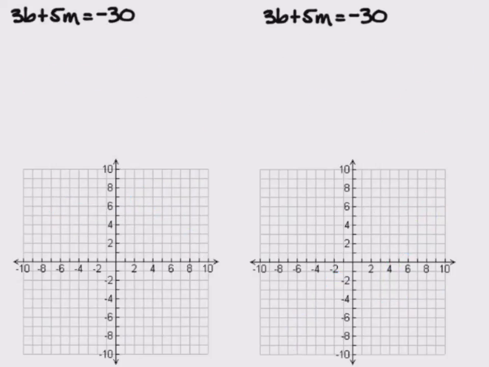And for our last example, here's an equation that's not in slope-intercept form. So of course, let's put it in a slope-intercept form, and then it'll be much easier to graph. And why don't you try one with b being the dependent variable, and one with m being the dependent variable.